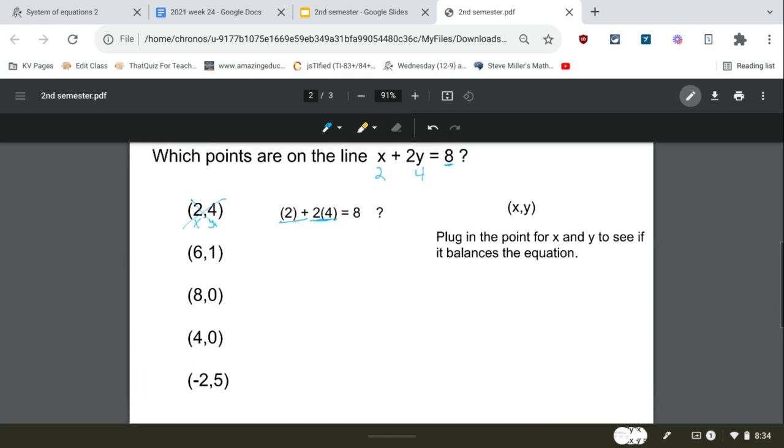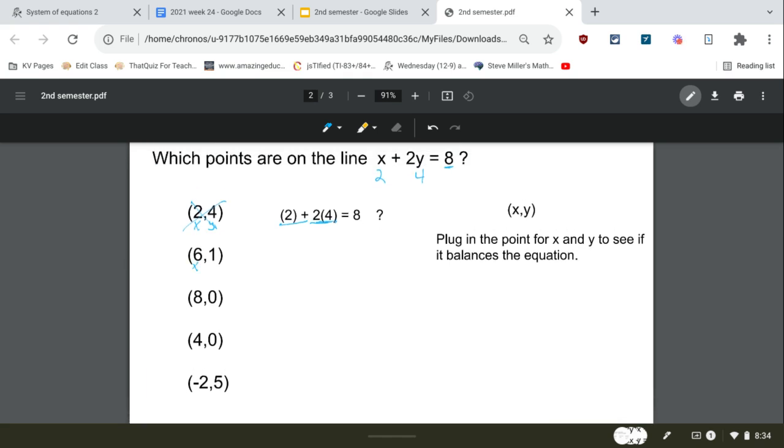All right, how about (6, 1)? We'll plug in 6 for x, so it'll be 6 plus 2 times 1. And we're testing to see if that's equal to 8. And it is. Yep, 2 times 1 is 2, plus 6 gives you 8. So this one I'll give a little check mark to. Good job, point. The second one will be 8 plus 2 times 0. Well, this is just 0, so you're left with 8. Yep. As long as it balances this equation, as long as you get the same thing back on the left-hand and the right-hand side, that means that it is a solution.